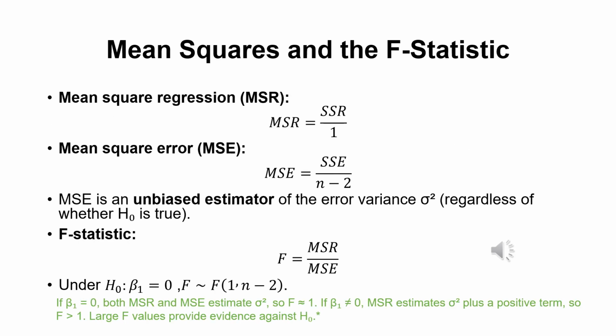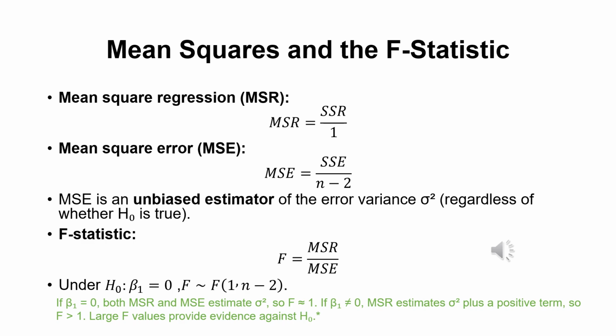Mean squares and the F statistic. From the sums of squares, we compute mean squares by dividing each sum of squares by its degrees of freedom. MSR equals SSR over 1 is the regression mean square. MSE equals SSE over n-2 is the error mean square, and it is our estimate of the error variance sigma squared. The statistic is then F equals MSR over MSE.